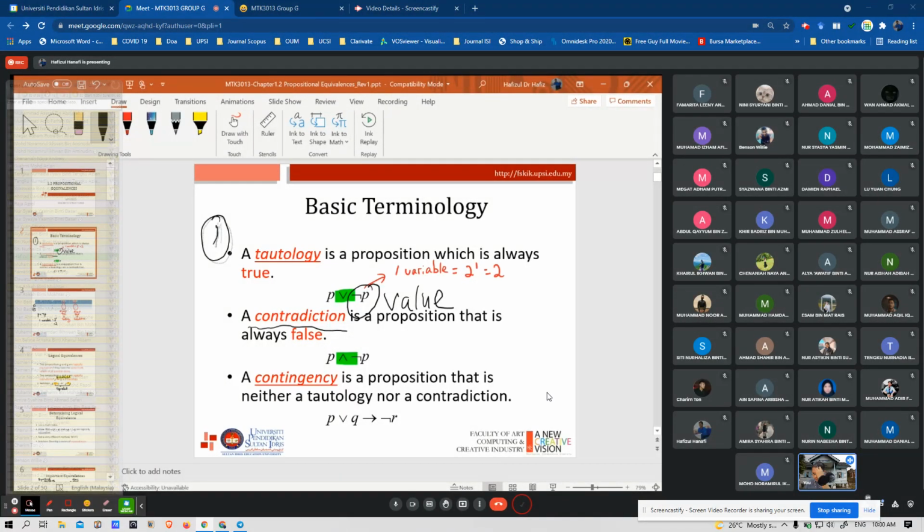Then contingency, as I explained before, is a proposition that is neither a tautology nor a contradiction. Therefore, we have P or Q implies negate R. We have first tautology, second contradiction, thirdly contingency. So far, do you have any questions? Is it okay?